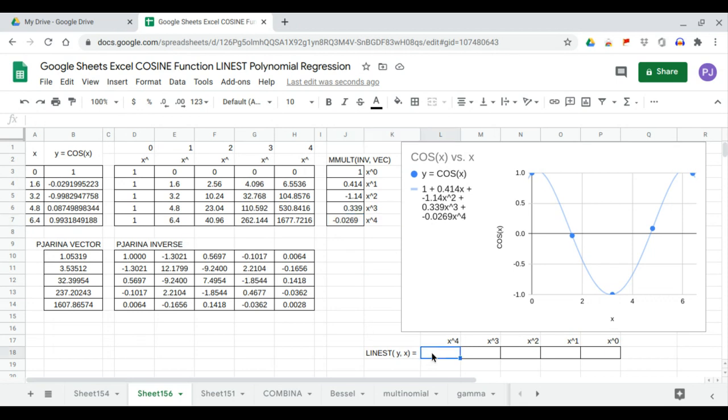We can use LINEST. So this LINEST, data y and data x. Here you have the coefficients. That's 1 times x to the 0, 0.414x, minus 1.14 x squared, plus 0.339 x cubed, minus 0.0269 x to the fourth.